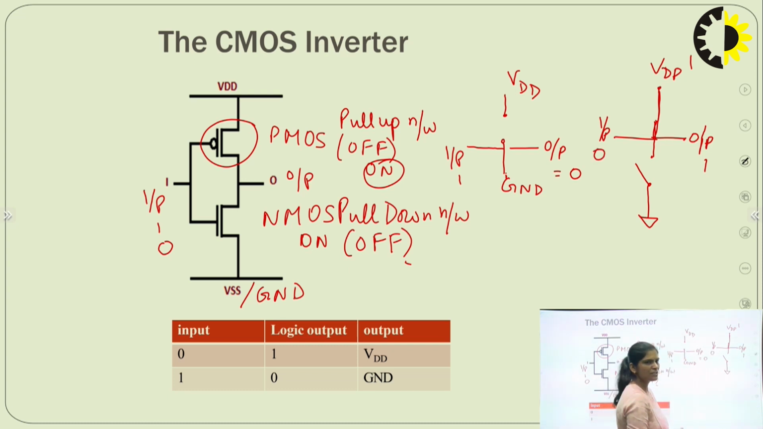So this is the logic of the CMOS inverter. When you are giving input 0, then output is 1, which means output is connected to VDD. When input is 1, output logic is 0 and output is connected to ground. So this is the working of the CMOS inverter.